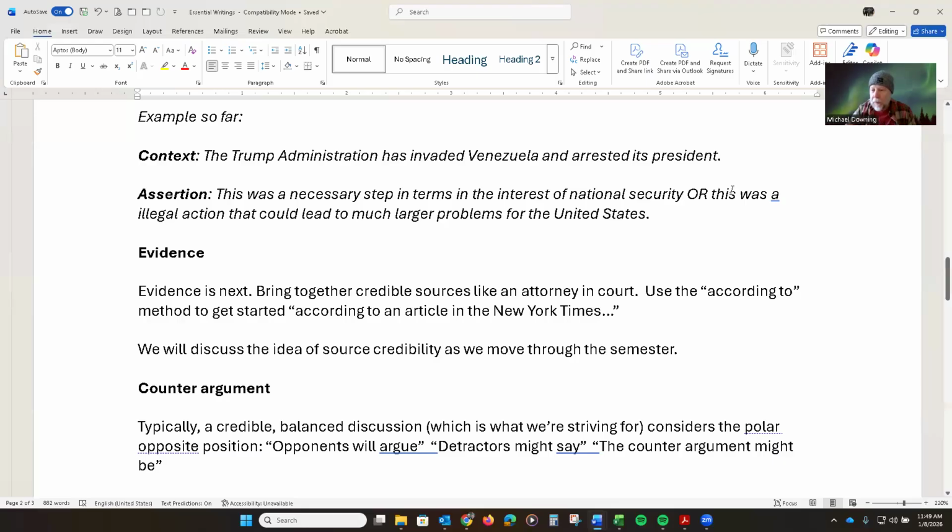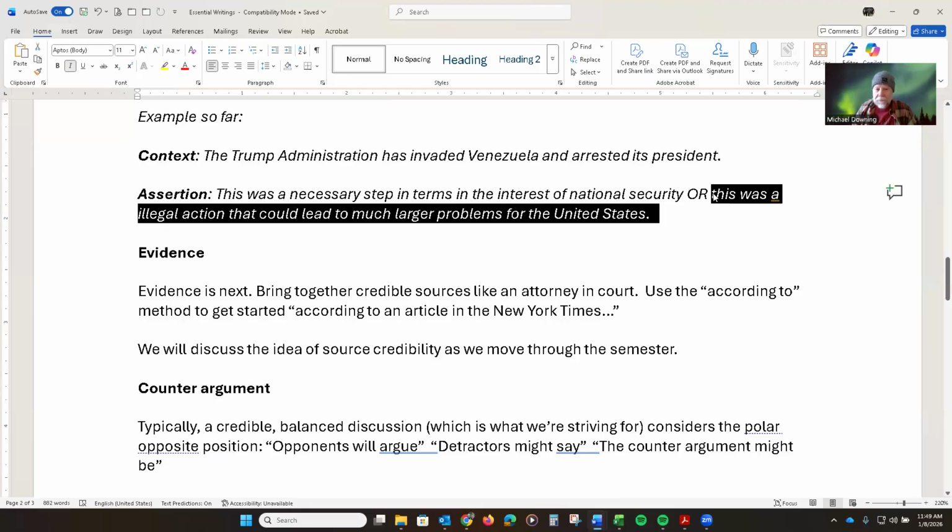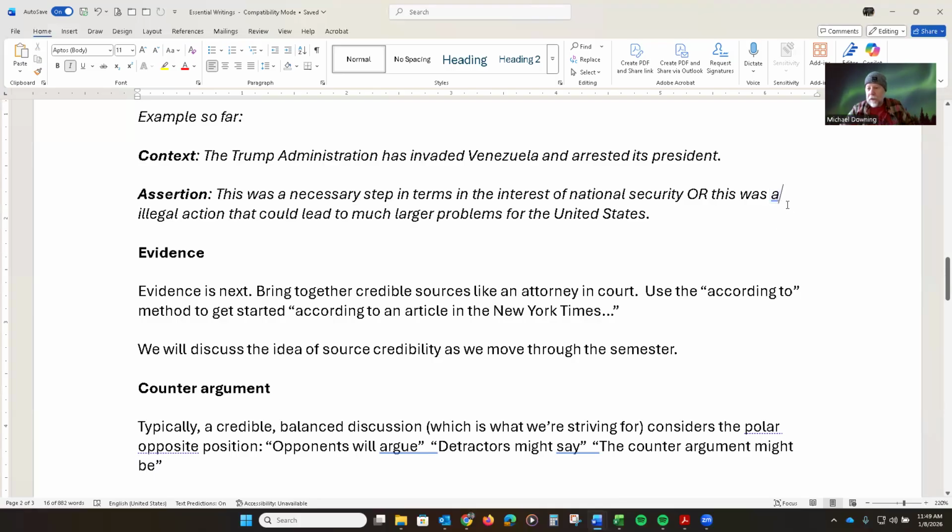Or, as you see here, I'm going to take the other position, the other side. This was an illegal action that could lead to much larger problems for the United States down the road. Go ahead and add the end there. You see? So that's what the assertion is, followed by evidence.